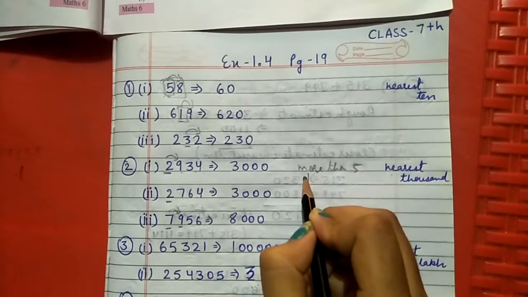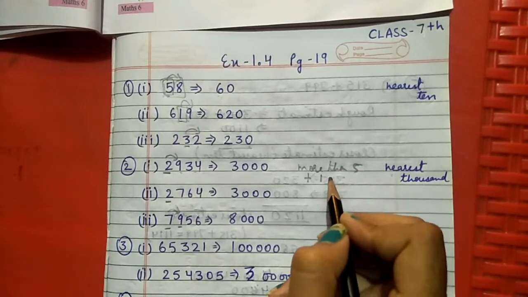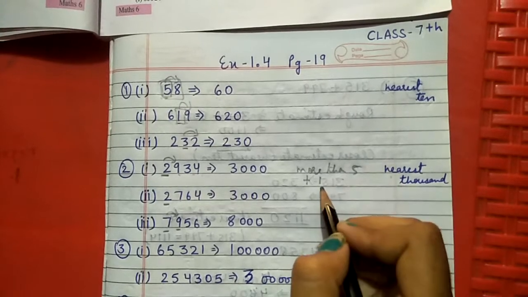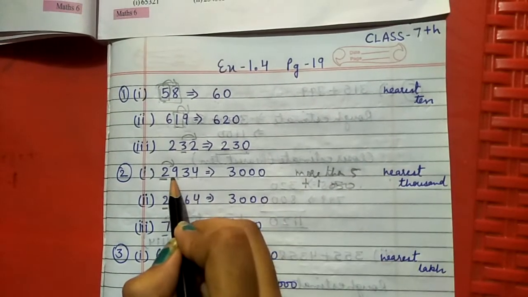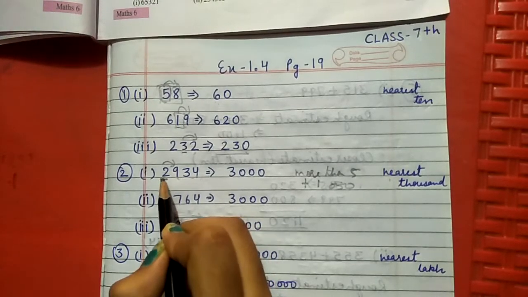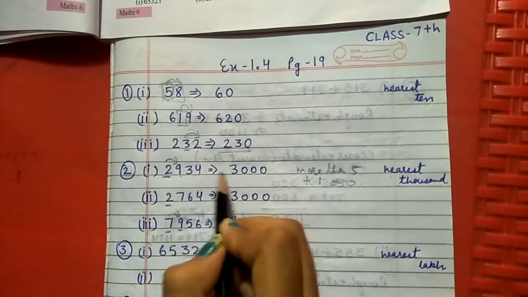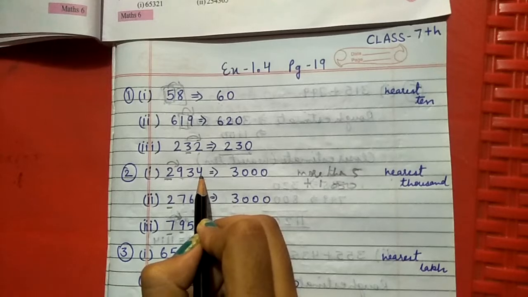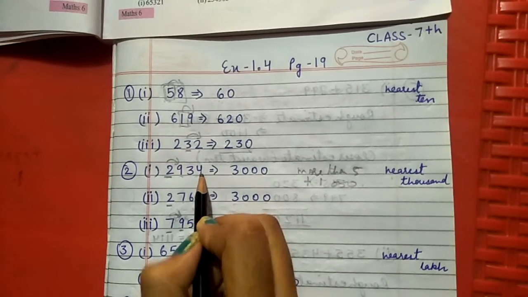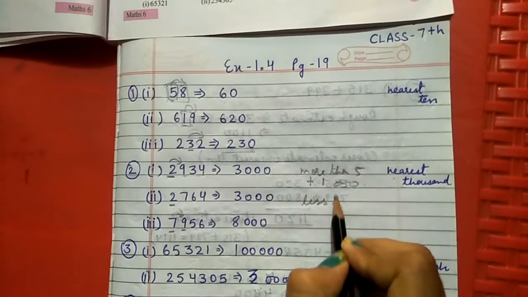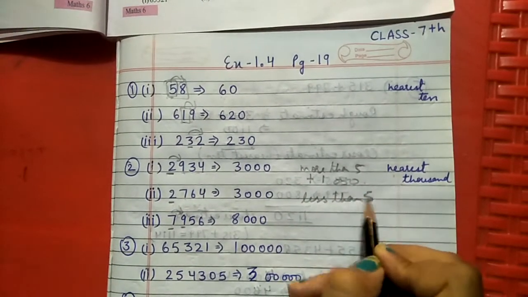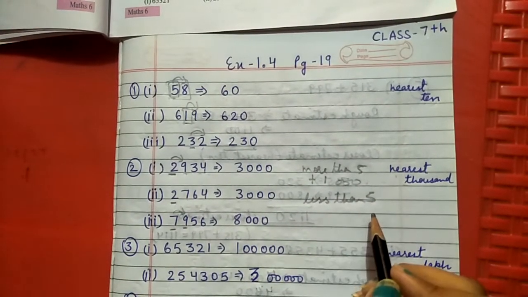Remember one thing: when the digit is 5 or more, it adds 1 to the place value and makes the other digits 0. Like you can see, this is greater than 5, so it adds one to this digit, it becomes 3 and all the other digits are 0. This is the easiest way to round off. And when it is less than 5, we should not make any changes.